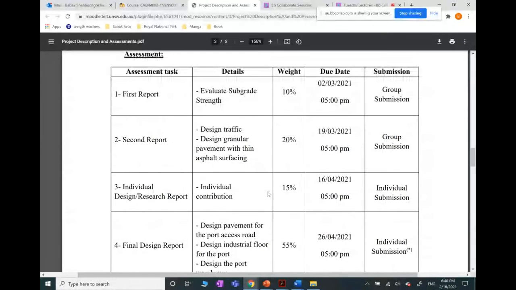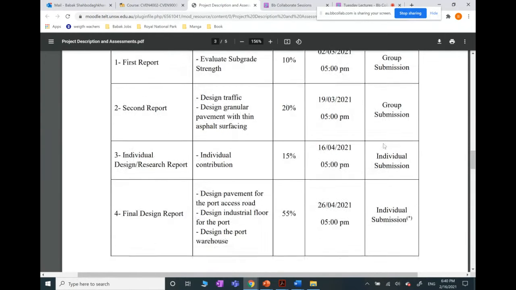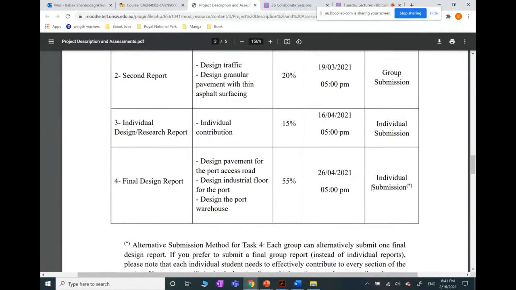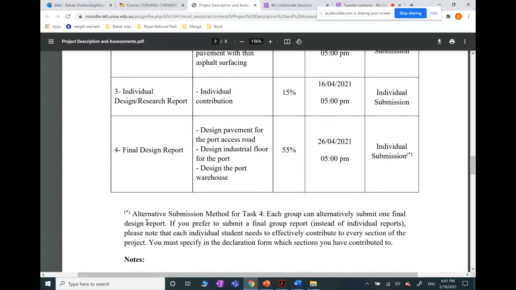And here are the different parts of the assessment. First report, second report, these are the group submissions. We have one individual design report, individual submission. The final design report is actually an individual submission, so each of you needs to submit individually, or there is an alternative method that we defined this year for you.